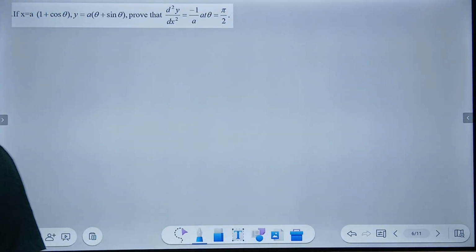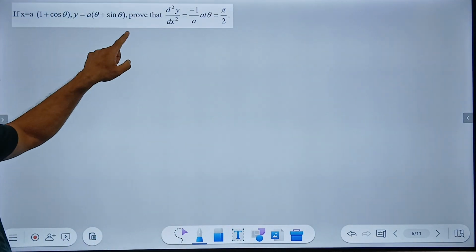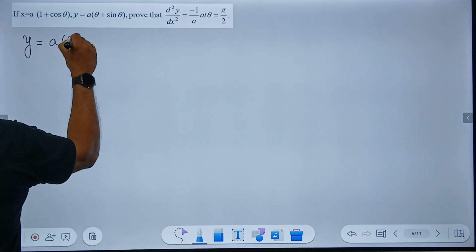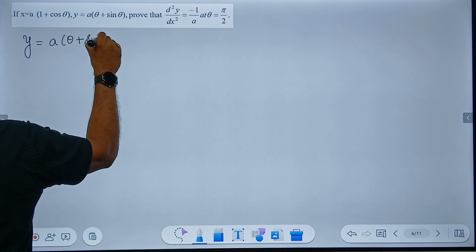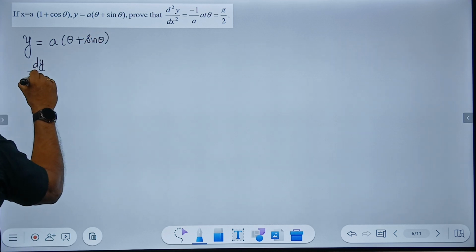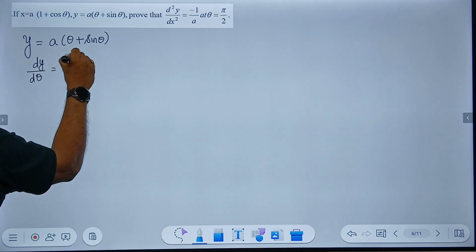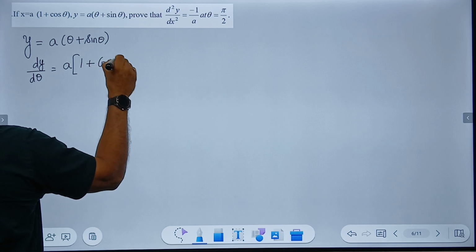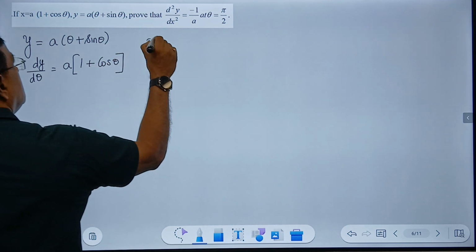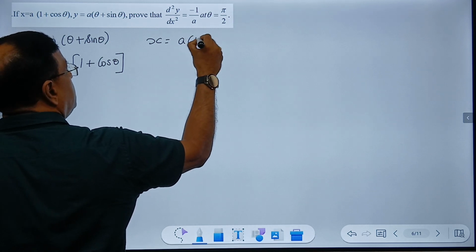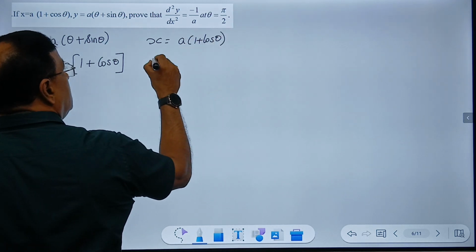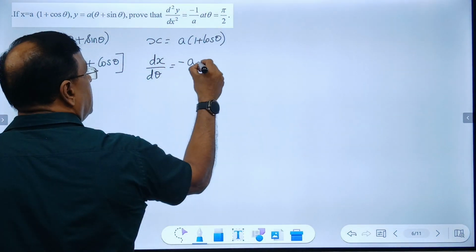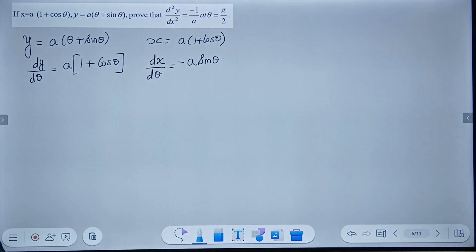Okay, now this is a very important and very nice sum where we are going to go to the second derivative also. The first, let's write y. What is y equal to? a into theta plus sine theta. Now what is dy by d theta? dy by d theta will be a into, differentiation of theta is 1, and differentiation of sine theta will be cos theta. Now what is my x? My x is a into 1 plus cos theta. So what is dx by d theta? dx by d theta will be a into minus sine theta, minus a sine theta.